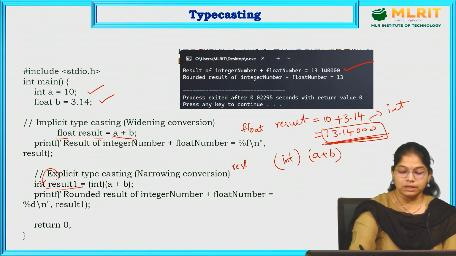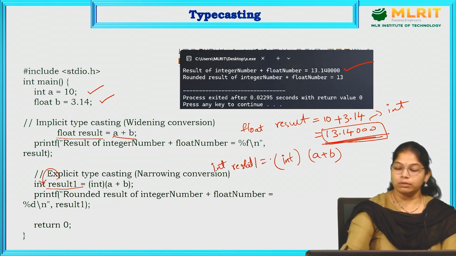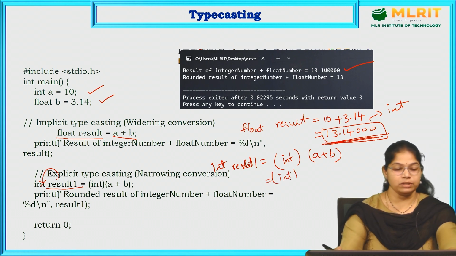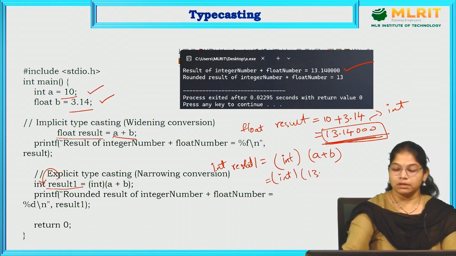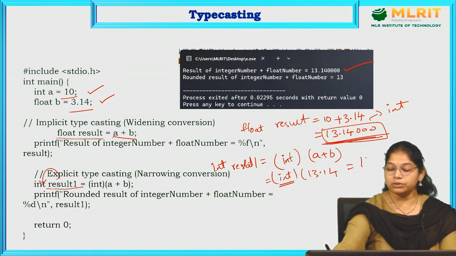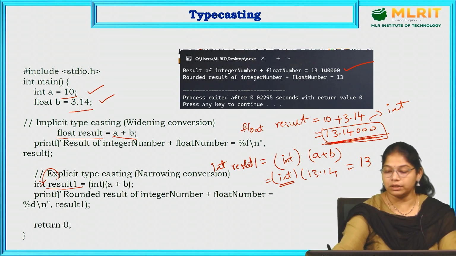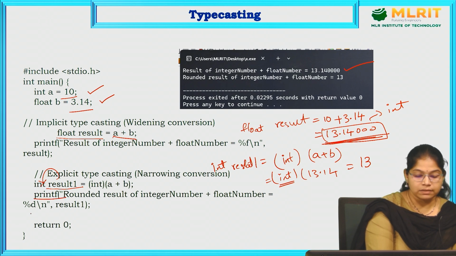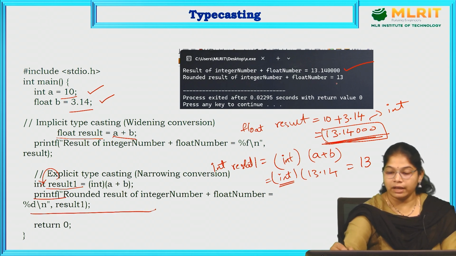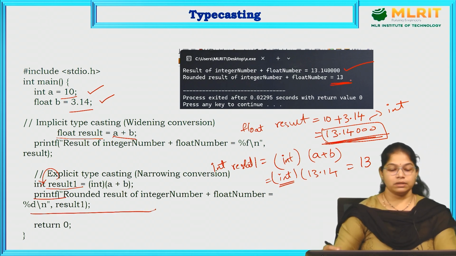So result1 is equal to (int) a plus b. a value is 10 and b value is 3.14, so it is 13.14, but I want integer type. So we should not print any decimal value. It should be 13. So after printing this statement, we have the value 13.